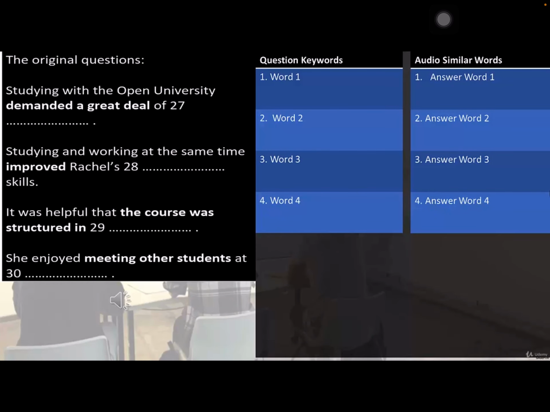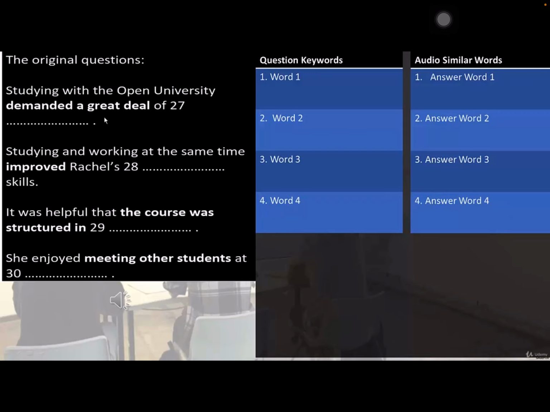Now, before we get started, I want to explain to you how I created these questions, because I want you to have the ability to do it yourself. So, for example, on the left side, you see 4 questions. And these are fill-in-the-blank questions. And for 27, you see that the words before the blank line are demanded a great deal. For number 28, improved. For 29, the course was structured. And for 30, meeting other students.